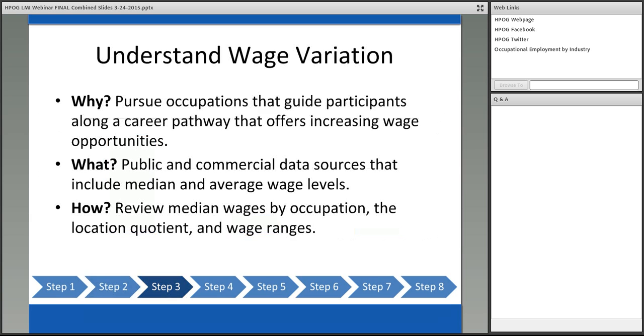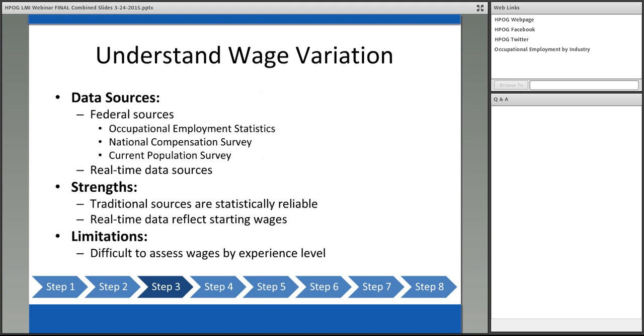So after looking at the number of people who are employed in these jobs and what the job postings are showing, it's also important to look at the wage variation and the wage levels that these occupations are currently offering. This sort of information is available from both public and commercial real-time data sources, and that includes both median and average wage levels. Indicators that can be important include looking at the median wages, the location quotient, which I'll get into in a moment, and the wage ranges. As I mentioned, it's available from both federal and real-time sources.